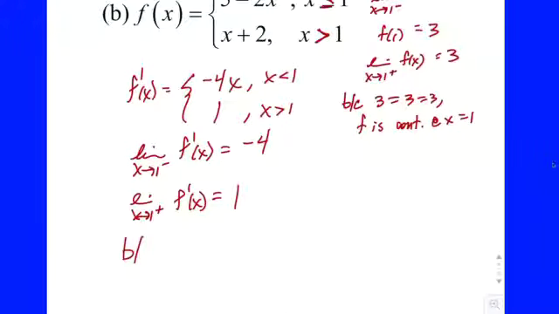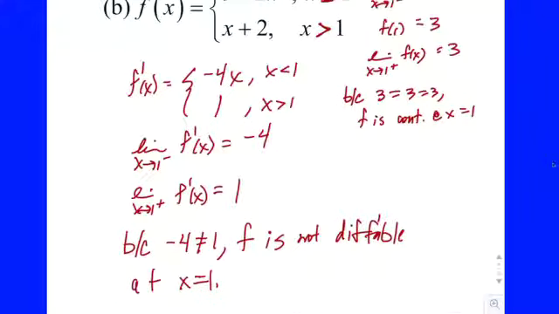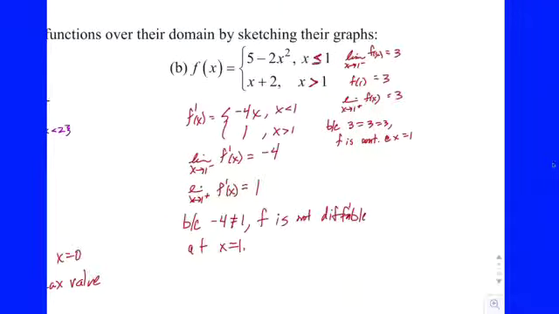No. So because negative 4 does not equal 1, f is not differentiable at x equals 1. In other words, x equals 1 is not in the domain of the derivative. F prime is undefined at 1. It only lives to the left and right. Okay, so that's kind of a cool review.